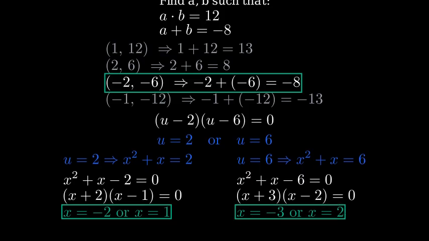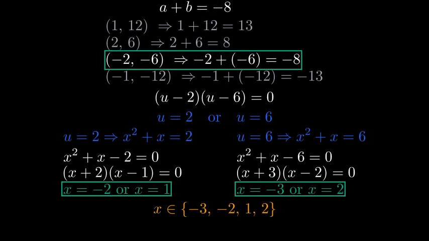For the second case, subtract 6 to get x² + x − 6 = 0, which factors into (x + 3)(x − 2) = 0. So x = −3 or x = 2. Collecting all solutions, we get x = −3, −2, 1, and 2. These come from the two simpler quadratics after our substitution.